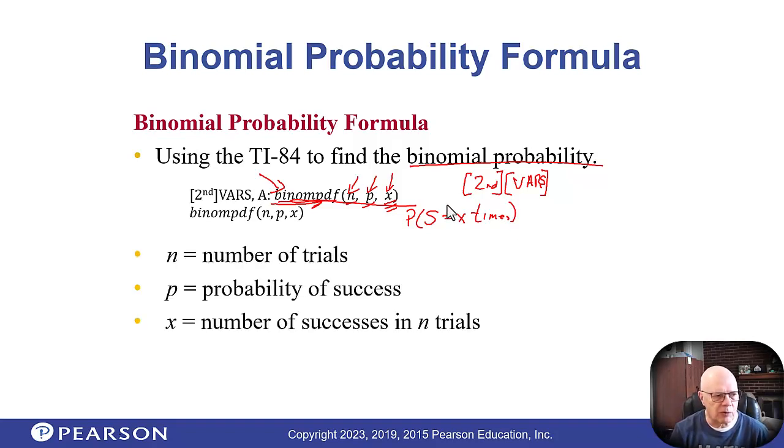Remember, N is the number of trials, P is the probability of success, X is the number of successes in those N trials. Now you might notice that Q is really not here. Q, what's the deal here? Well, the deal is this. Your calculator is smart enough that it knows that Q is 1 minus P, so you don't need to put it in. Pretty nice, huh?